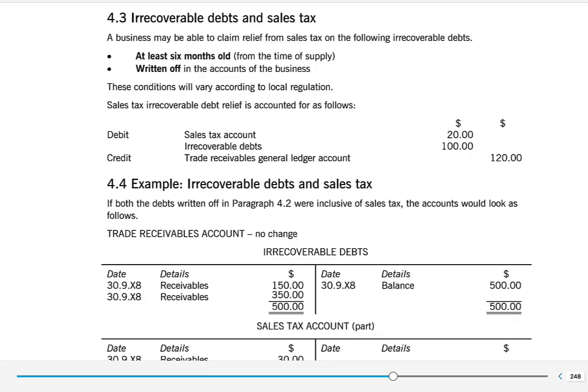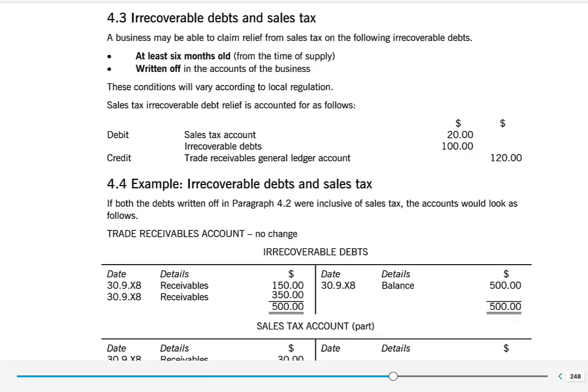The double entry shown in the book for sales tax relief. Here is the structure of the entry when the irrecoverable debt includes sales tax and relief is allowed. Debit, sales tax account. This reduces the tax you owe or increases the tax recoverable. Debit, irrecoverable debts expense. This is now only the net loss excluding sales tax. Credit, trade receivables general ledger account. This removes the full gross amount owed. So we split the gross receivable into net sale element, which becomes the expense, and sales tax element, which is reversed through the tax account.